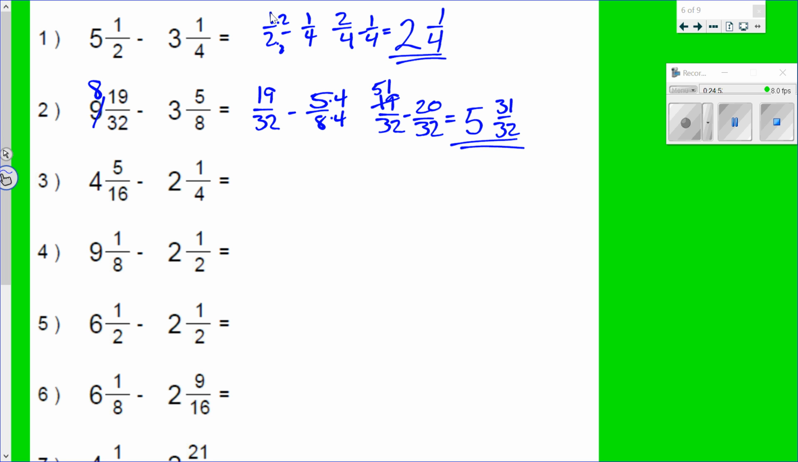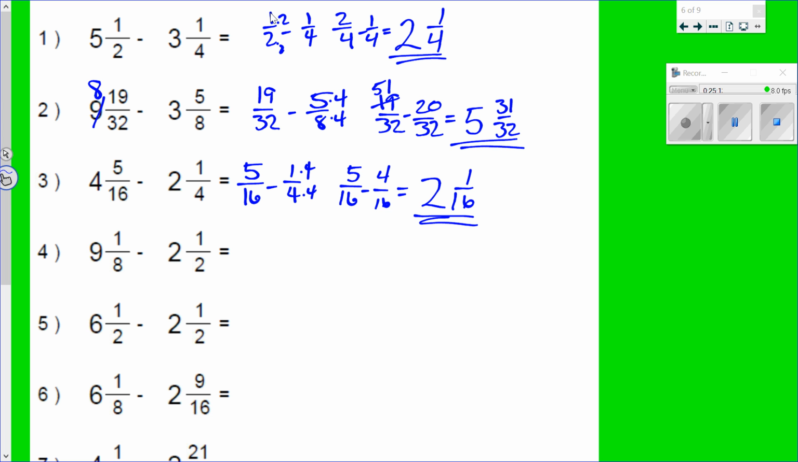5/16 minus 1/4. Do this one times 4 for my common denominator. So 5/16 minus 4/16. That one I can do. That's just 1/16. Then I do the whole numbers. 4 minus 2 is 2.